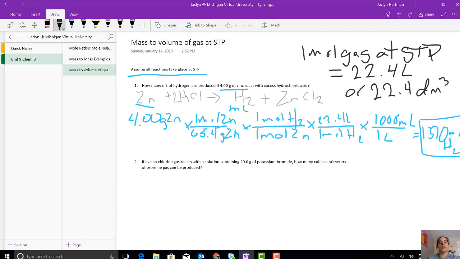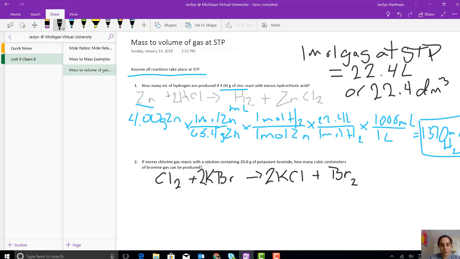Let's try another one. This time, if excess chlorine gas reacts with a solution containing 20.0 grams of potassium bromide, how many cubic centimeters of bromine gas are produced? Again, first step, write a balanced reaction. Chlorine gas is reacting with potassium bromide. Again, we have a single replacement reaction, and that's going to form potassium chloride and bromine gas. And I need to balance my equation.